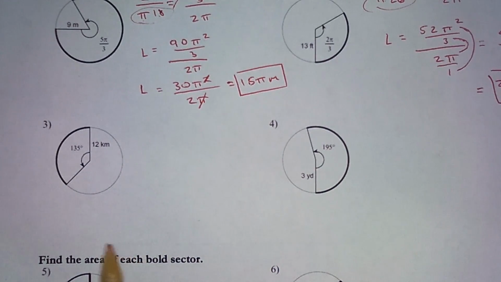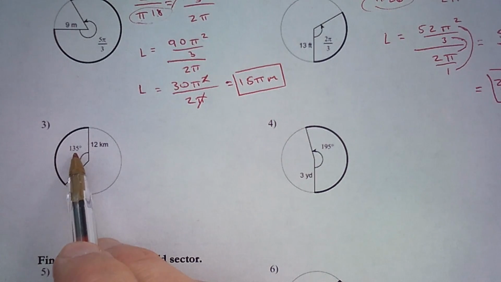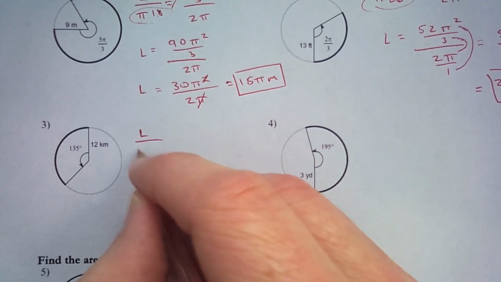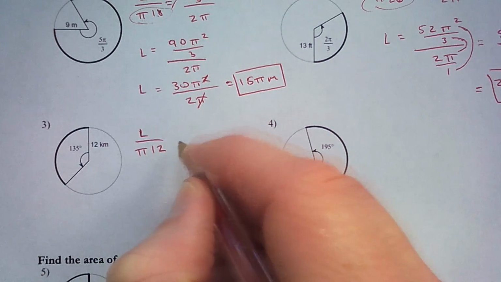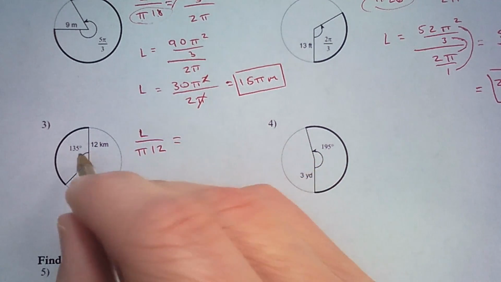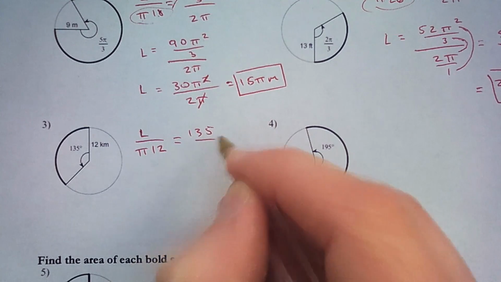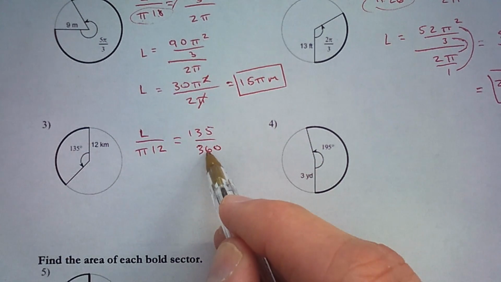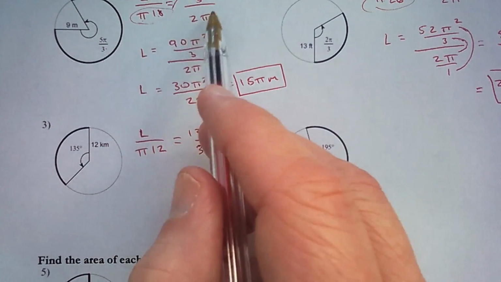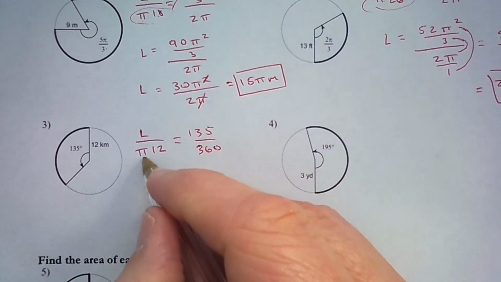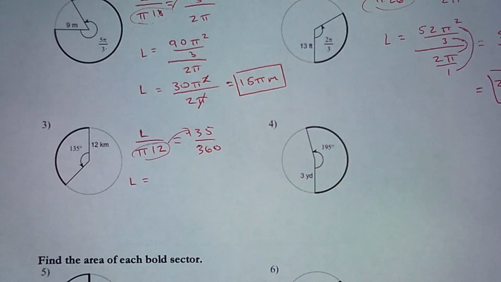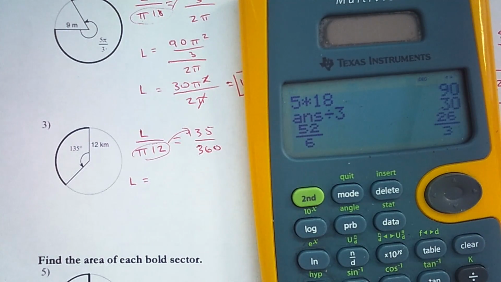Number 3, I'm in degrees now. So I'm going to say the length is 2 pi times diameter, pi times 12, as the number of degrees, 135, is to 360. When I'm in degrees, I'm putting it over 360. When I'm in radians, I'm putting it over 2 pi. So I'll multiply this across. So the length is 35 times 12.